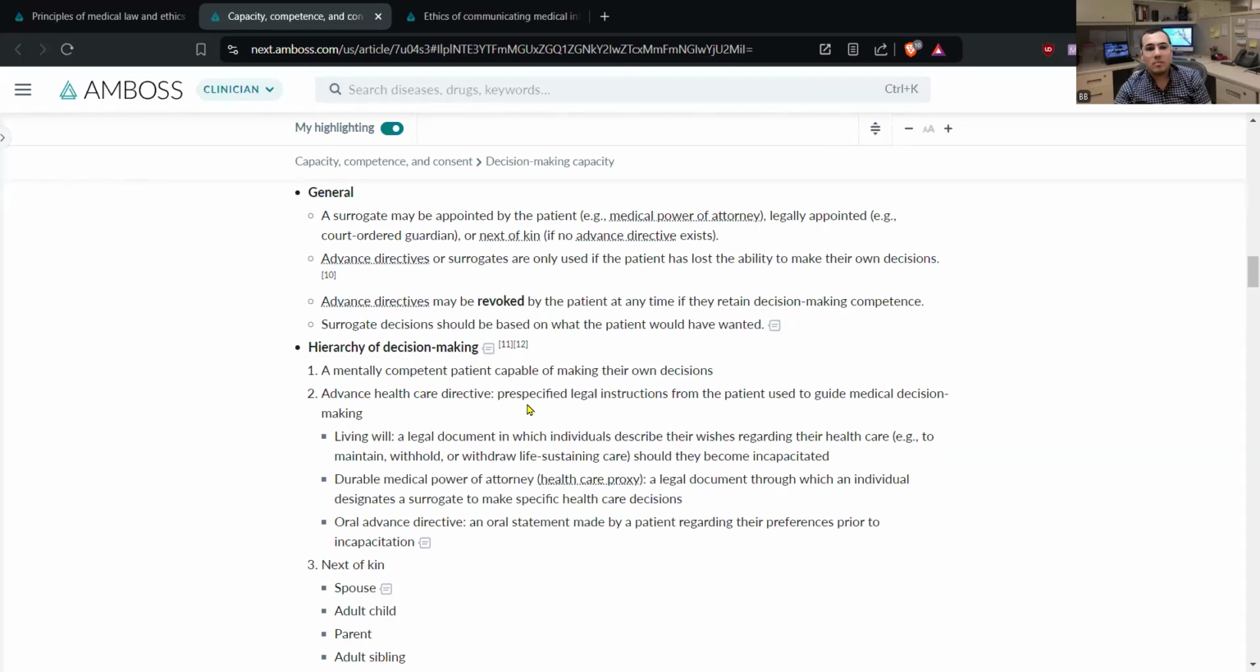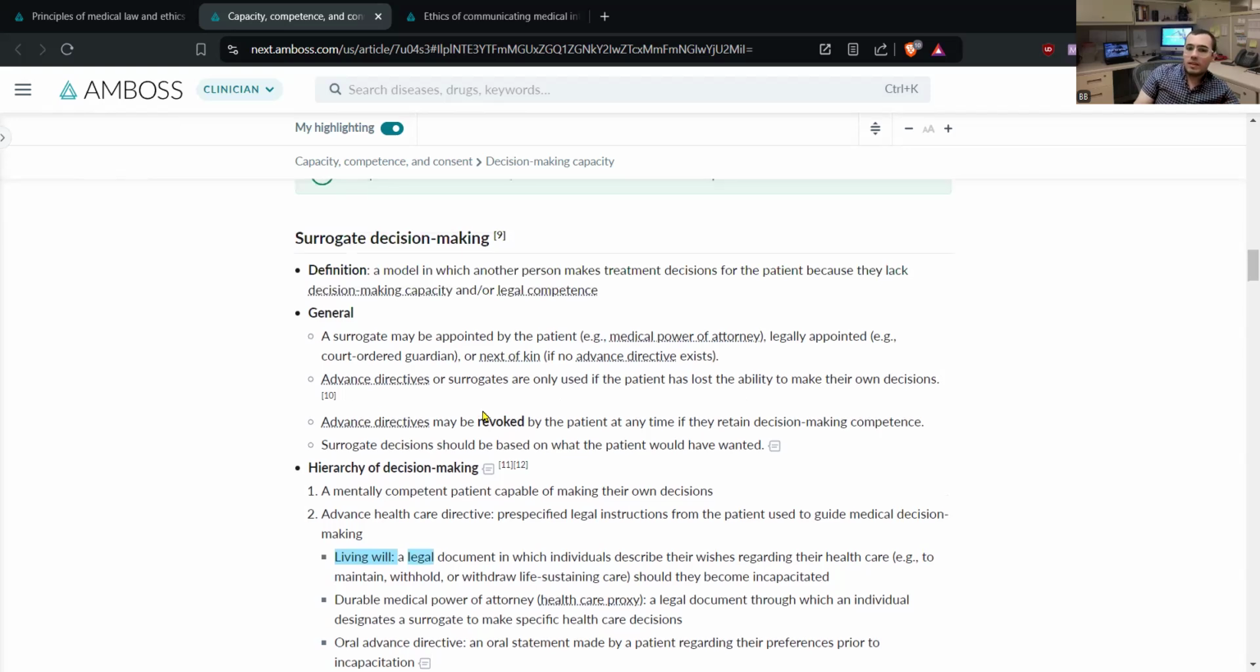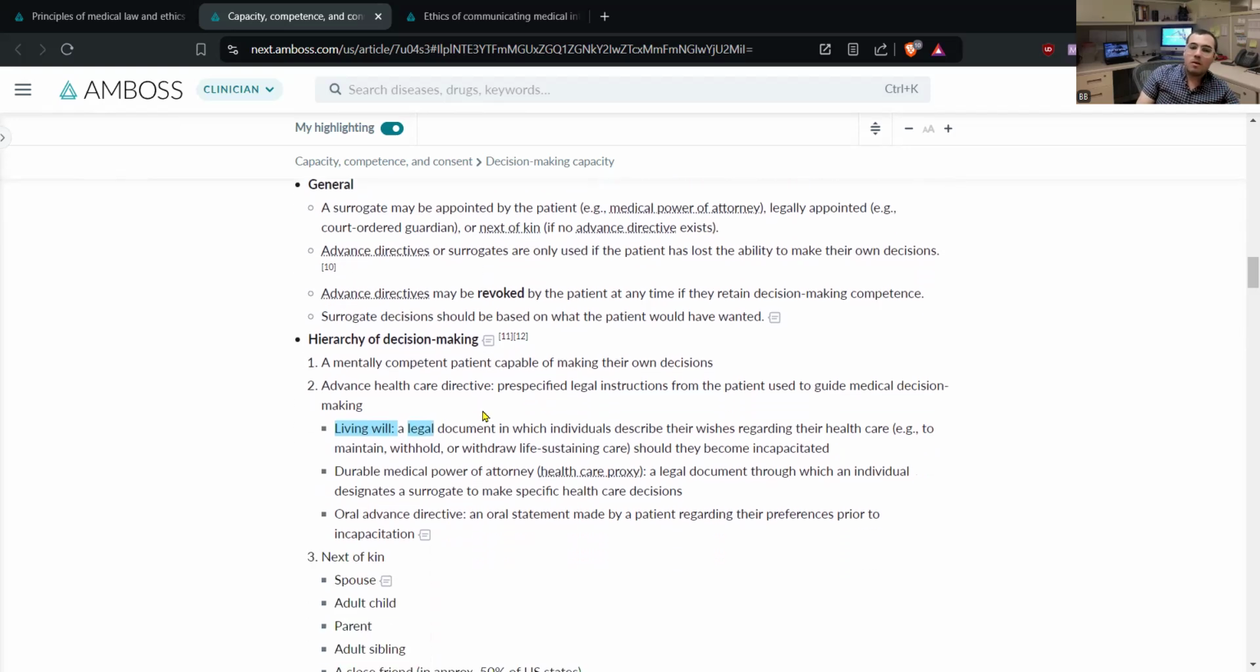Advanced healthcare directive: specified legal instruction from the patient used to guide the medical decision making. A living will is something legal, okay? It is not just a sheet of paper with anything written on it. It is a legal document in which individuals describe their wishes regarding their health care, to maintain, withhold, or withdraw life-sustaining care should they become incapacitated. And this is something that we should respect equal to the advanced directive, or the medical power of attorney.